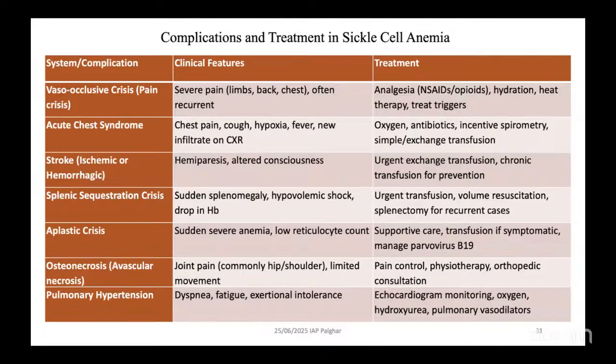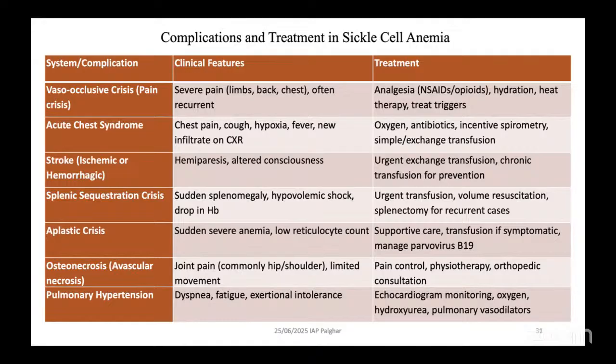Splenic sequestration, whenever a patient comes with sudden onset anemia, hypovolemic shock, and increase in spleen size, it is the first differential at that time, and these patients require urgent transfusion to improve the volume. And if they develop these life-threatening complications, they are also candidates for shifting to transfusion program or exchange transfusion. Aplastic crisis, which is mainly due to parvovirus B19 infections, and it needs supportive care in form of transfusions.